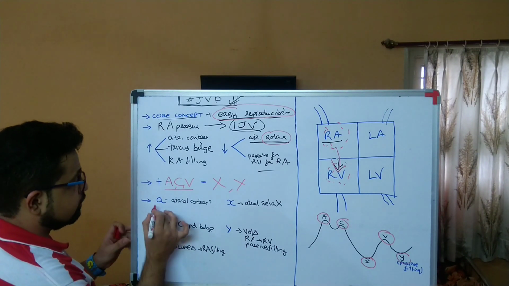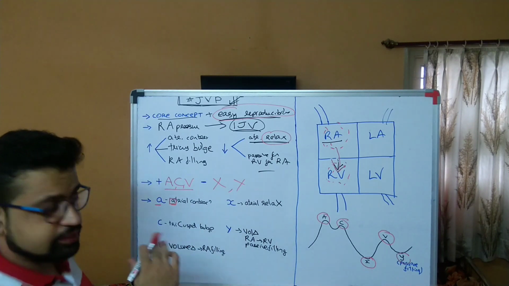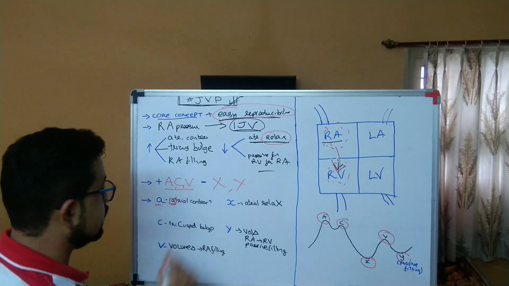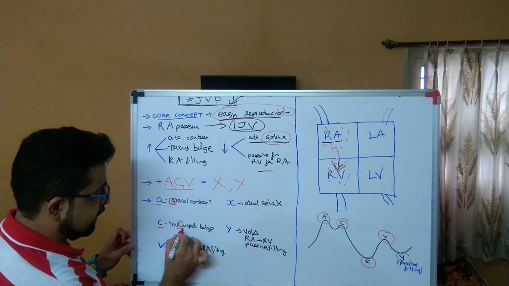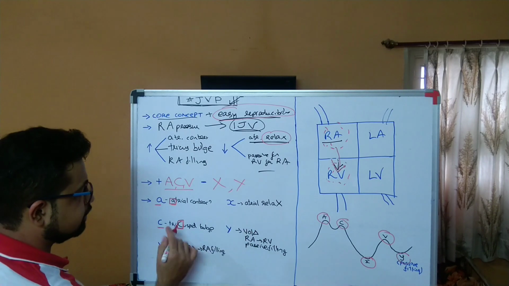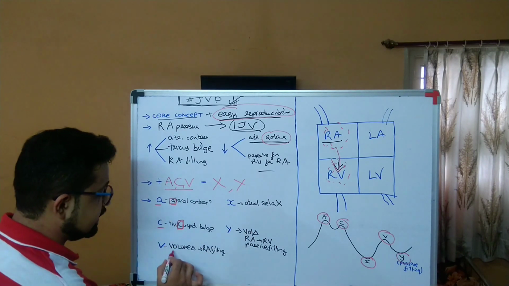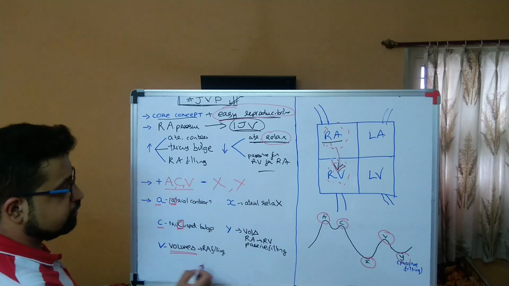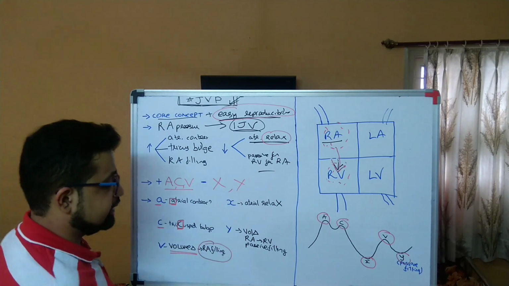What is the A wave? The A wave is atrial contraction. Remember it in this way. We are making sense. What is the C wave? The C wave is the tricuspid valve bulge. Remember it by CC, right? What is the V wave? There is some difference in volume. When does volume difference occur in a positive wave? It occurs during right atrial filling.